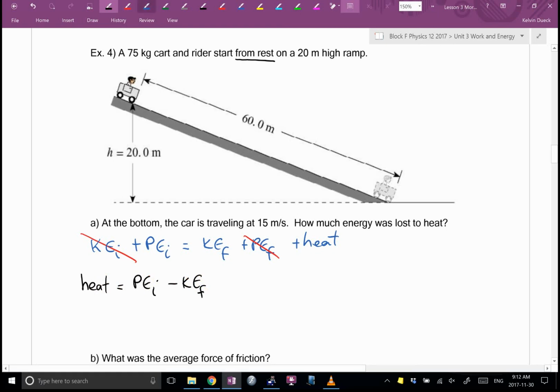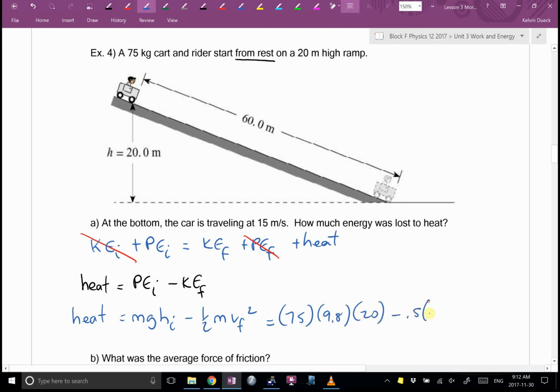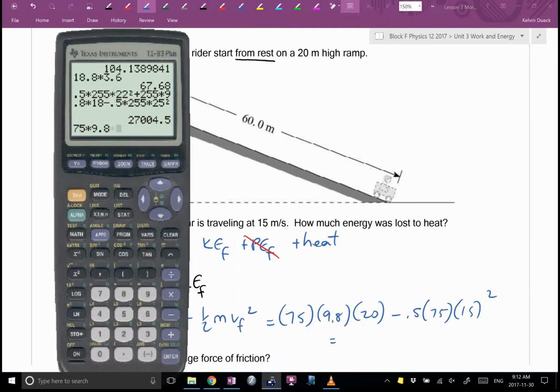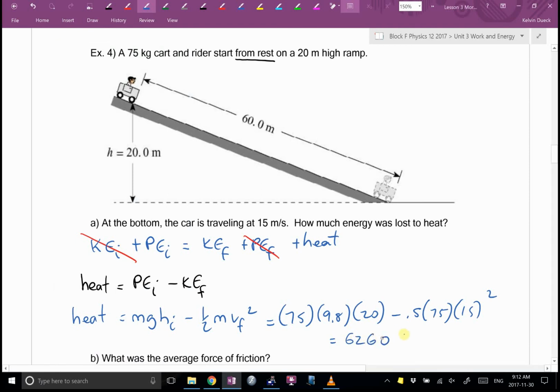Okay, plug and chug. Heat is going to be m g h initial minus a half m v final squared. Does the m cancel here? Not when there's heat. So it's going to be 75 times 9.8 times 20 minus 0.5 times 75 times 15 squared. How much energy ended up as heat? You get 6262.5? I'll keep this on my calculator, but I'll say 6260 joules.